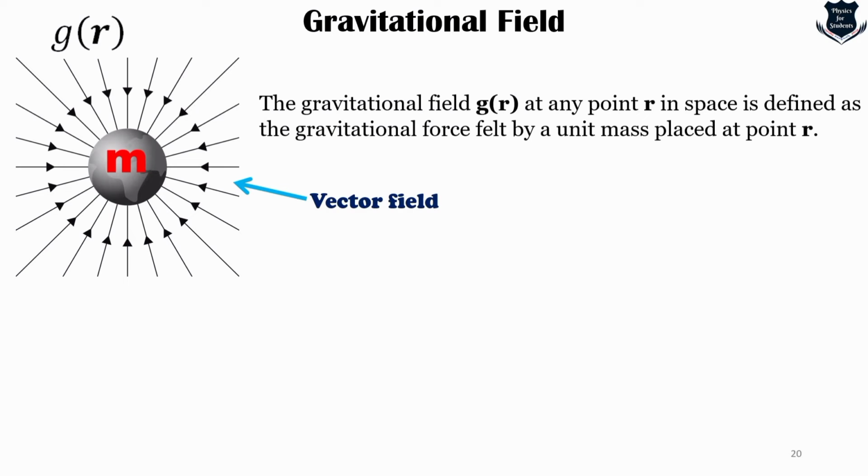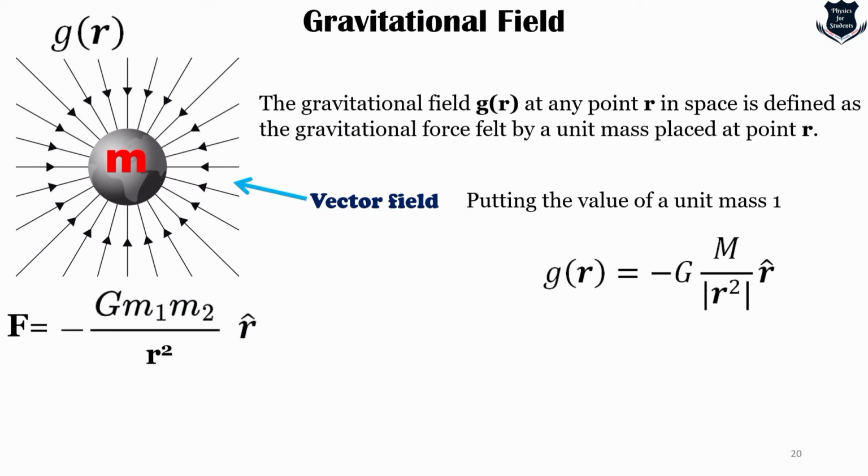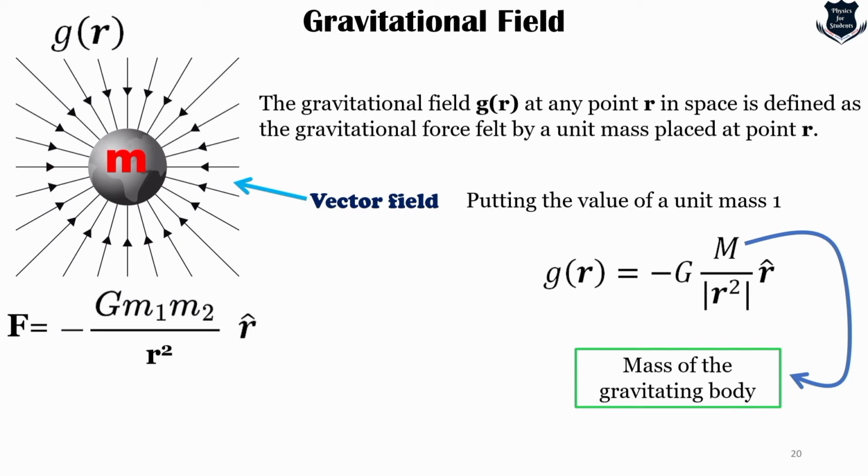This is the radial direction, and it is found by taking the vector equation of Newton's law of gravitation, which is this one, F equals minus G, same. What we can now do is substitute a unit mass for one of the two masses, and what we get is this. Here also capital M is the mass of the gravitating body, for example Earth. And we can plot to show the gravitational field around a uniform sphere.